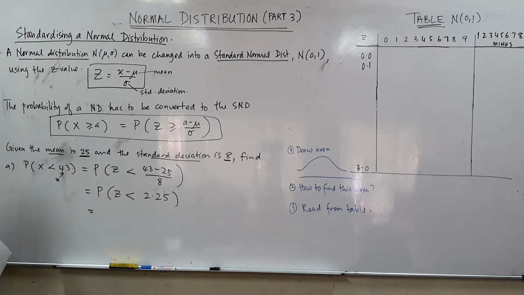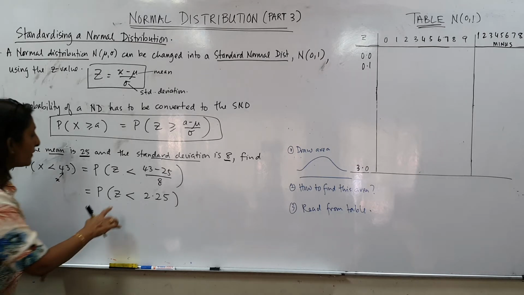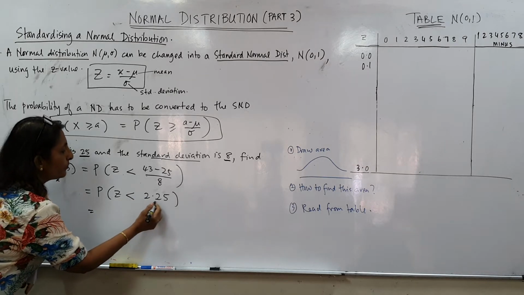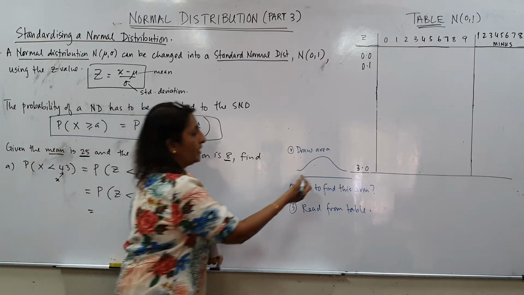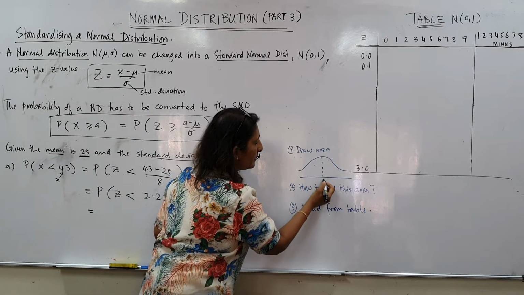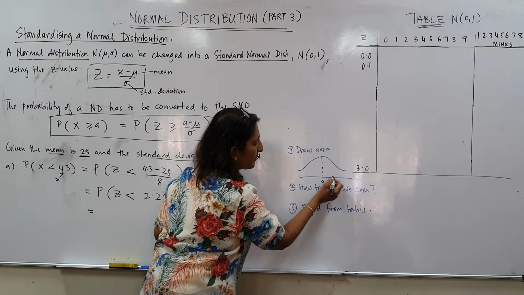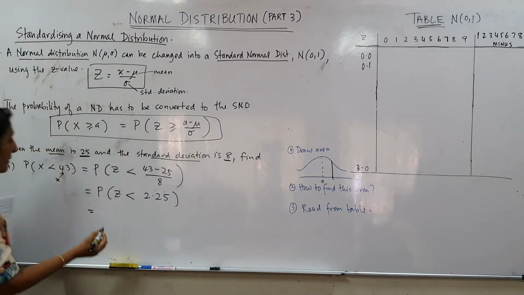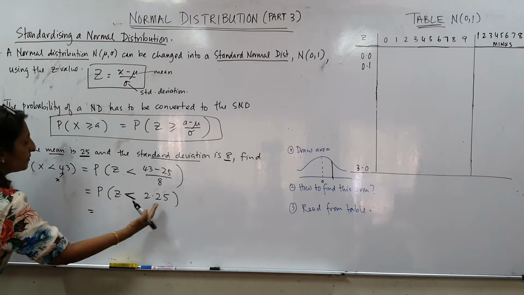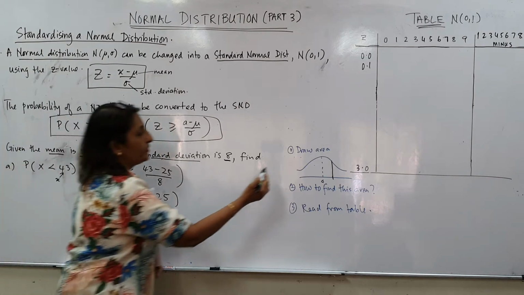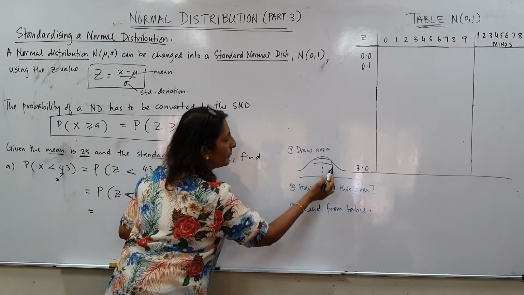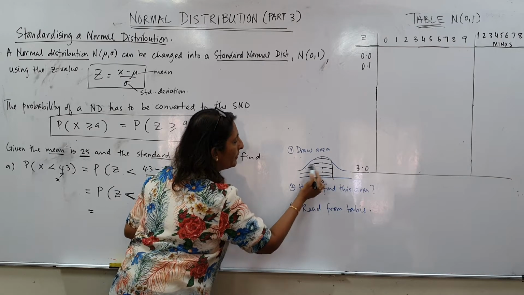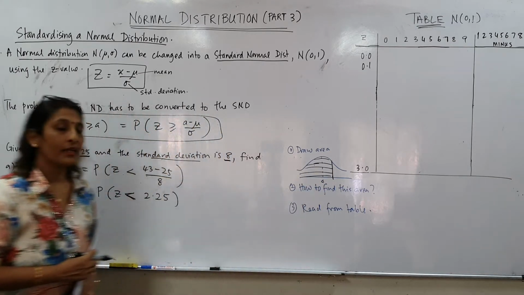As we always do, you have to first draw and shade the area. Z less than 2.25. Center is 0, and 2.25 must be somewhere here. So we draw a line and then we look at the symbol. Less than means to the left, so we shade. This is the area. Now we have done that.